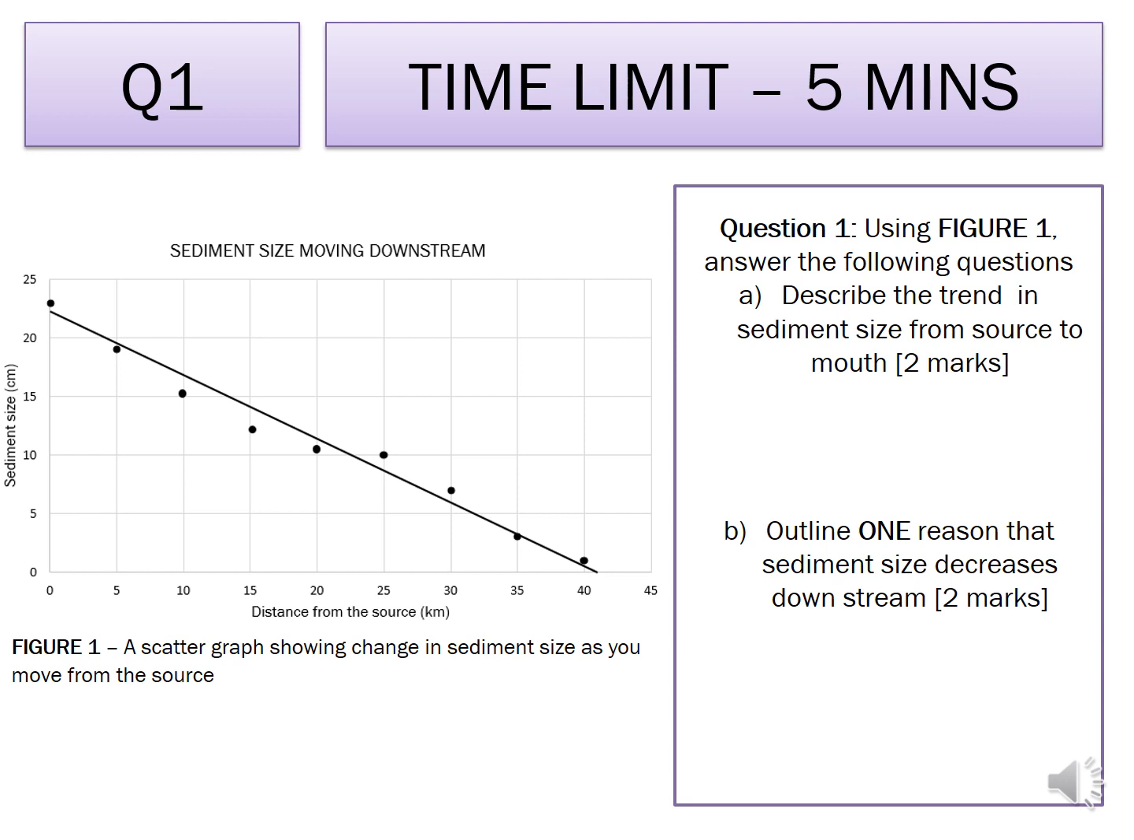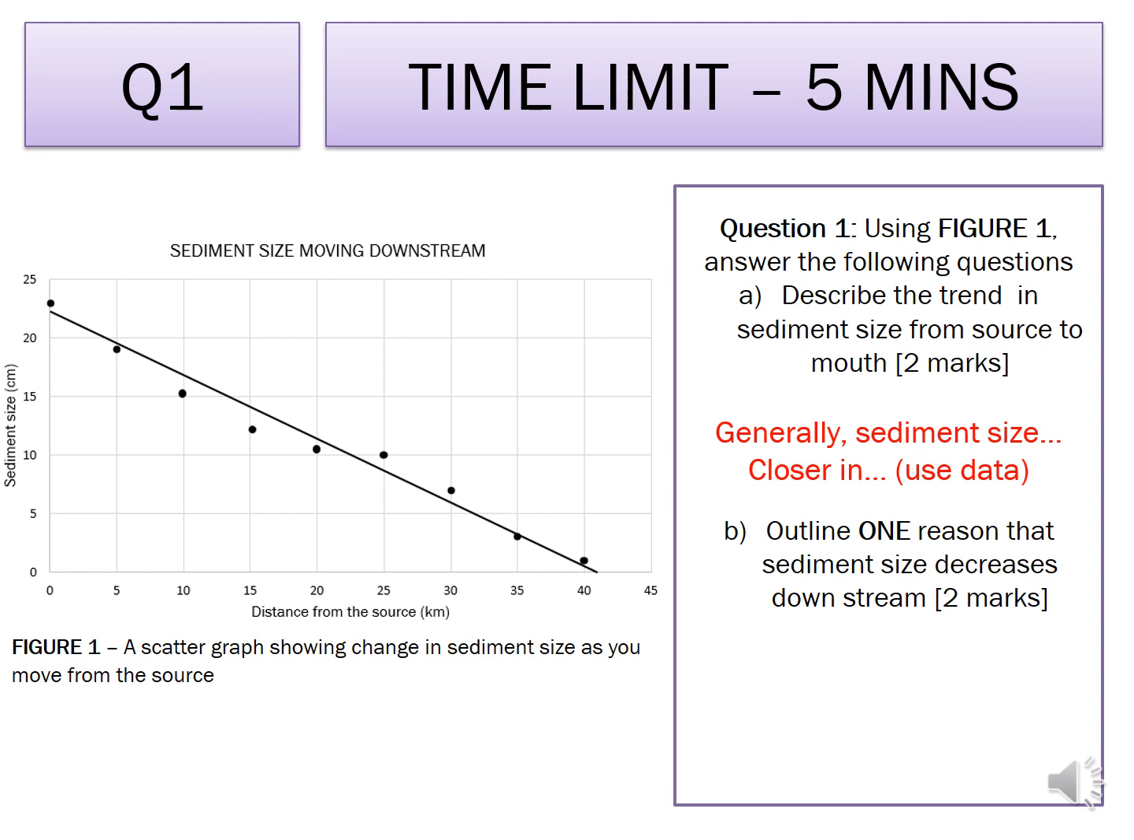So question A is to describe the trend in sediment size from source to mouth. All this question is asking you is how does the rock size change from the start to the end, for 2 marks. So your first sentence would be, generally sediment size does what? Does it increase or does it decrease? Then, to get your second mark, you are going to use some data. So how much is it at the start? How much is it at the end? What is the difference? Anything you can use to support your initial argument.